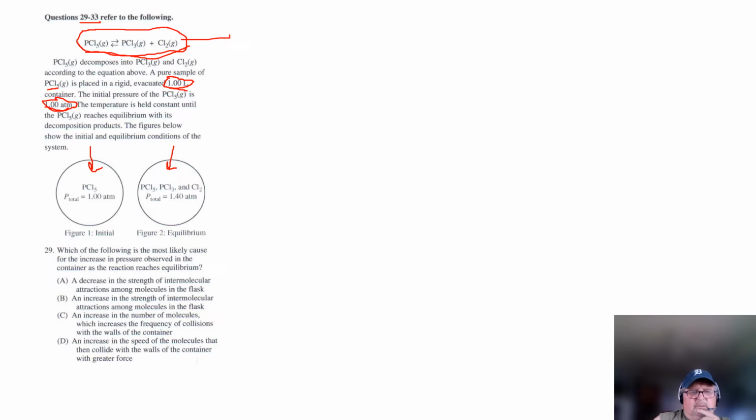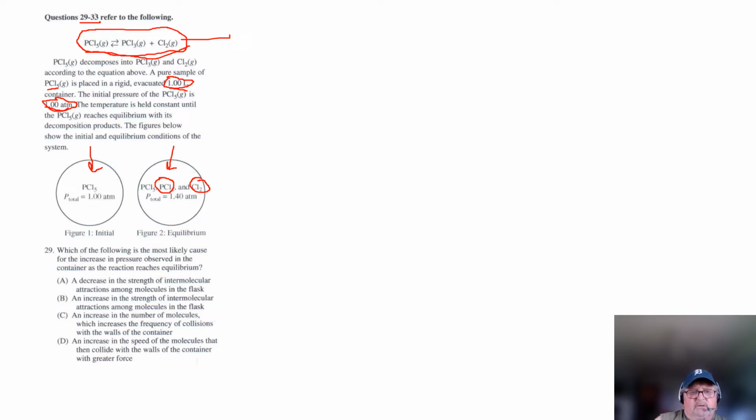That's number 29. Which of the following is most likely to cause the increase in pressure observed in the container as the reaction reaches equilibrium? Well, the reason the pressure goes up is because you're creating product. Some of the reactant is turned into product, so that means you have more gas particles. So simply that's what you should be looking for.